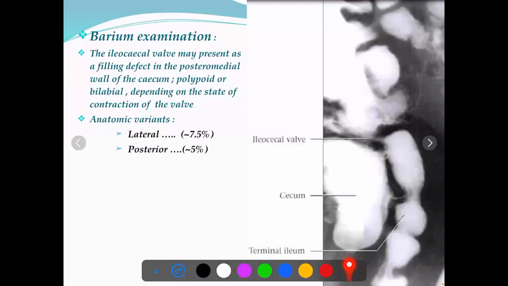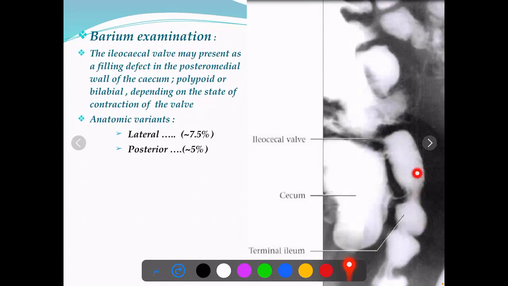The second examination is the barium examination. The ileocecal valve may present as a filling defect in the posterior medial wall of the cecum, polypoid or bilabial, depending on the state of contraction of the valve. We have 2 anatomical variants, lateral and posterior. Lateral about 7.5% and posterior about 5%.